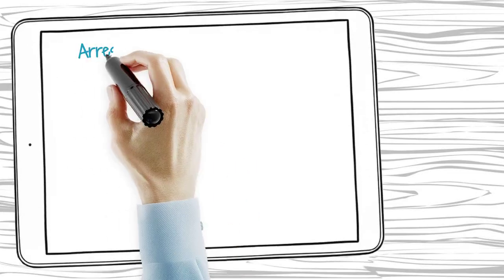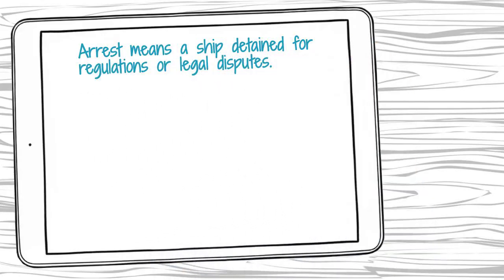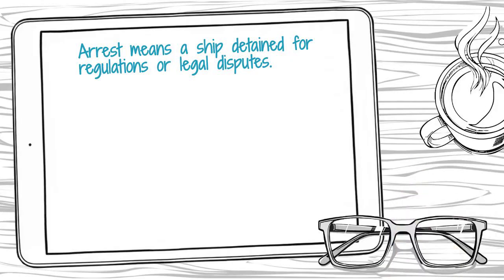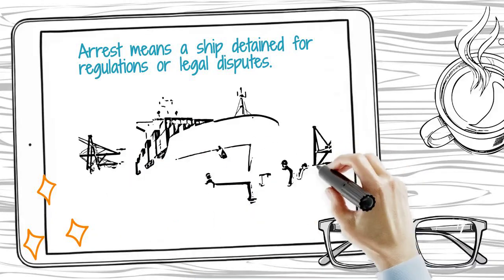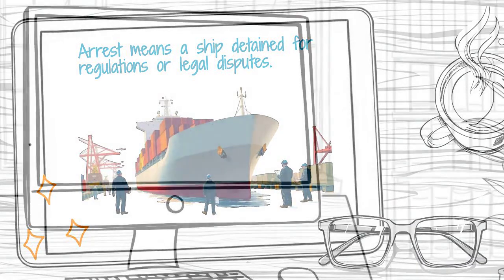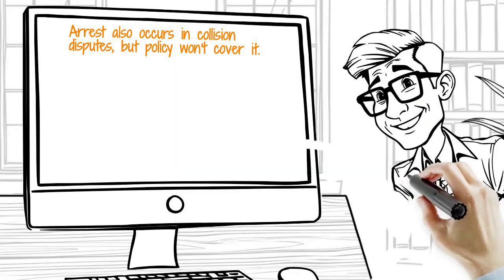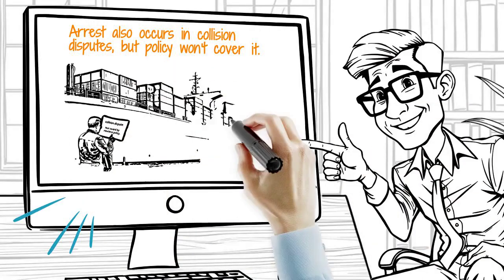Arrest, marine insurance. By arrest is meant the detention of a ship because of some infringement of regulations, either port or national. When a maritime lien is to be exercised, the ship may also be arrested. Such a lien may arise when the ship is the subject of a salvage award. Arrest may also arise in the event of collision disputes. The policy does not cover any of these.